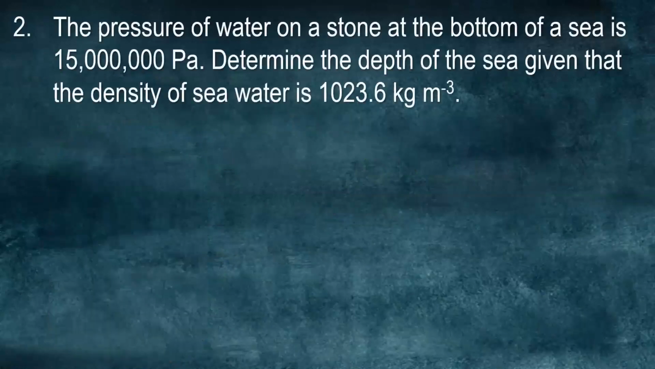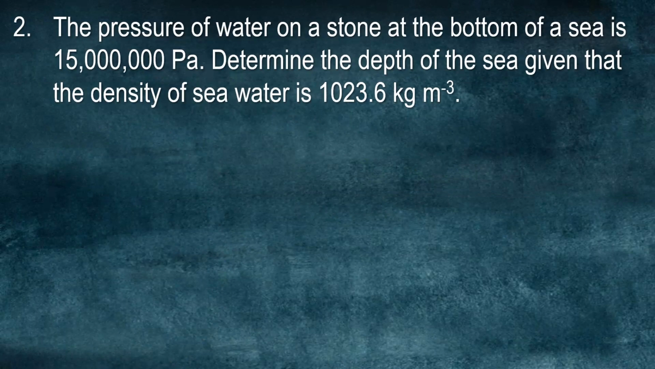Number 2 says the pressure of water on a stone at the bottom of a sea is 15 million pascals. Determine the depth of the sea given that the density of water is 1,023.6 kilograms per cubic meter. It's just direct. We substitute in the formula P is equal to H rho G.